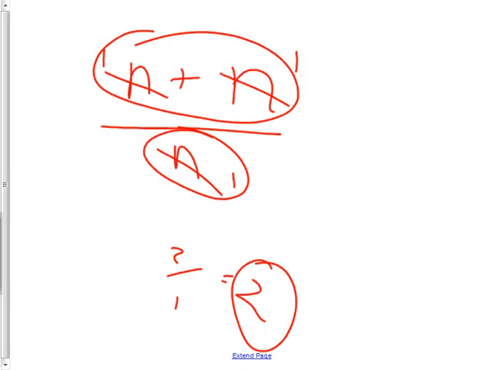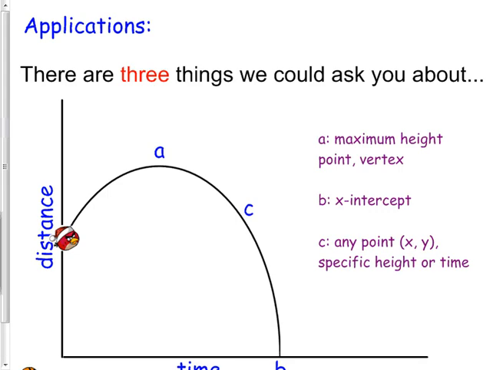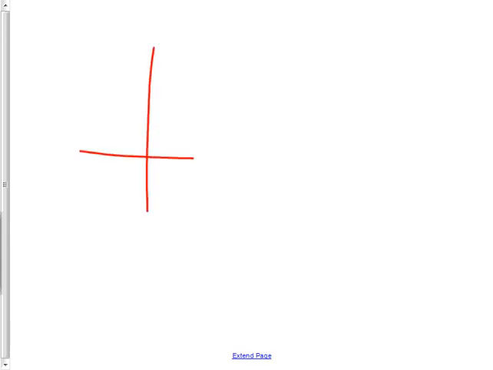All right. Moving on. There's a few things we could ask you about in these real-world problems. What's this part called right there? Vertex or the maximum. You are correct. It's called a maximum if it's that way. What if the parabola is this way? Then it's called a what? Minimum.